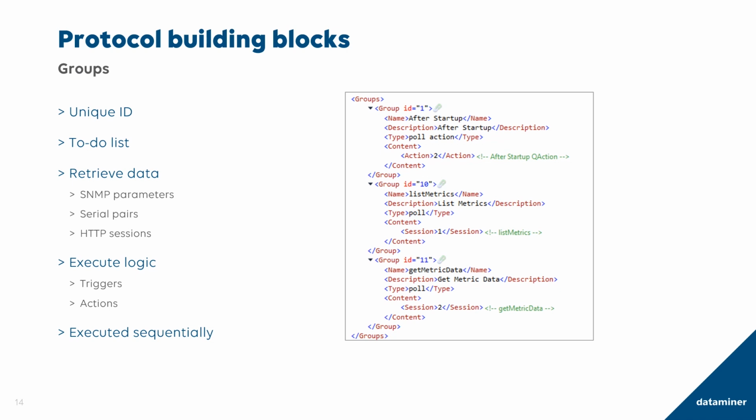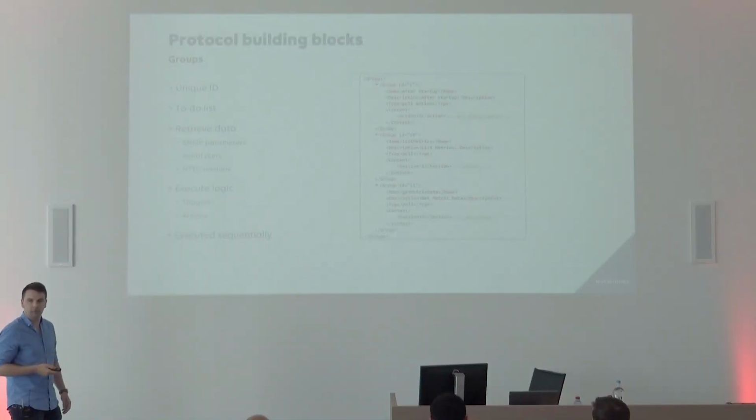This is a group that we would execute after starting up our elements. And this group will then just, instead of poll something, it will execute an internal action. So in this case, it actually executes a quick action, but I'll come back to that. One side note about groups is that they are always executed sequentially. So in a normal protocol, at least, you cannot have two groups executing at the same time. So only when the previous group is done, the next group can be executed.